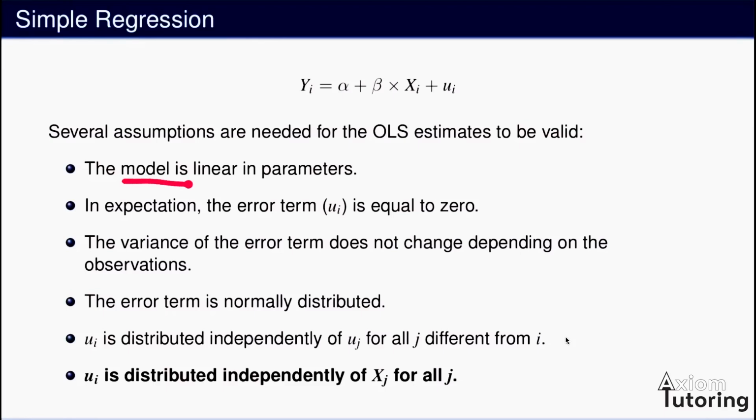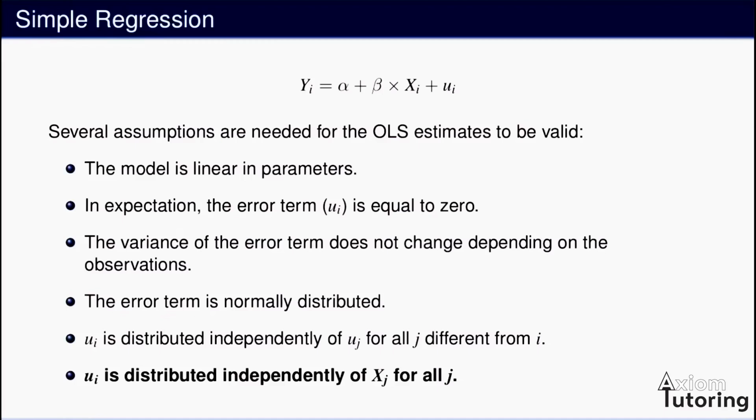Well, first of all, we need the model to be linear in parameters. That means that when we make these assumptions of linearity, it's actually correct. In expectation, the error term needs to be equal to 0. And the variance of the error term does not change depending on the observations. Moreover, we need to make sure that the error term is normally distributed and ui is distributed independently of uj for all j different from i.